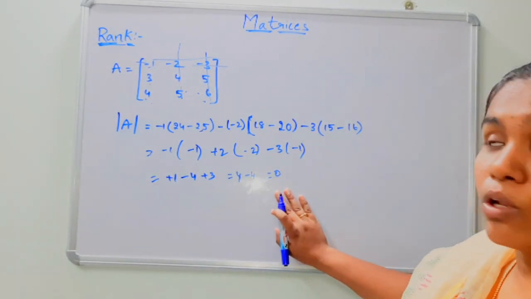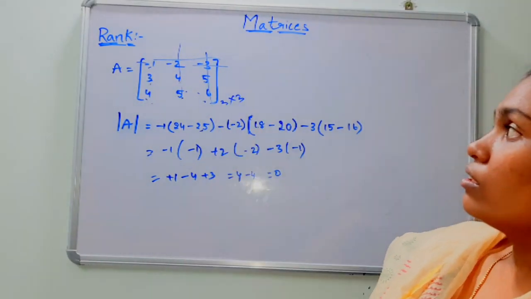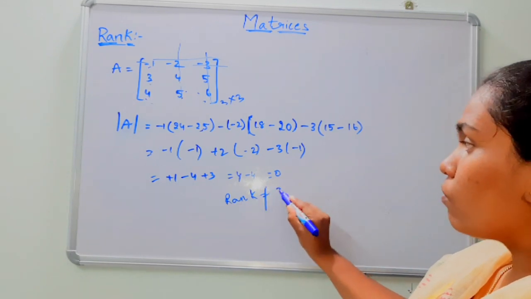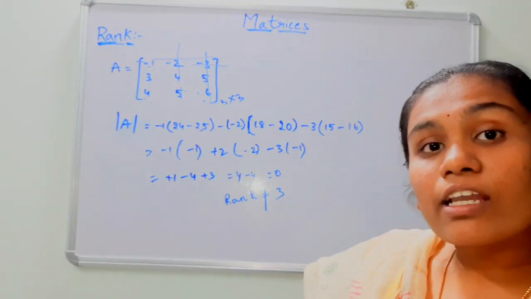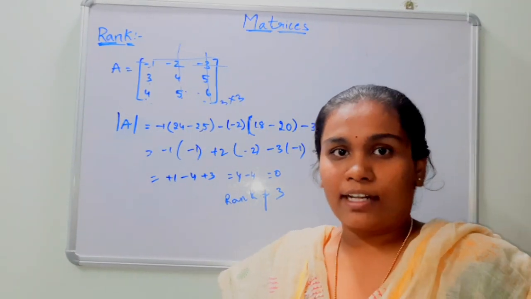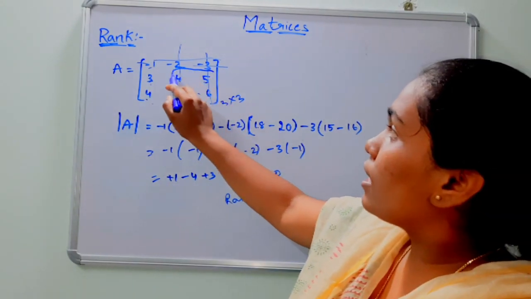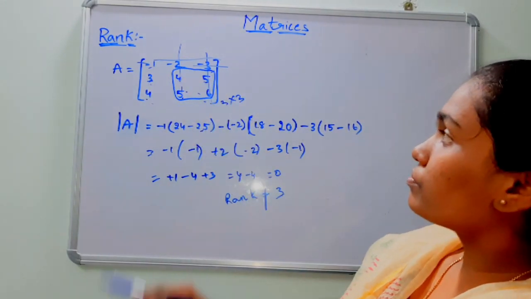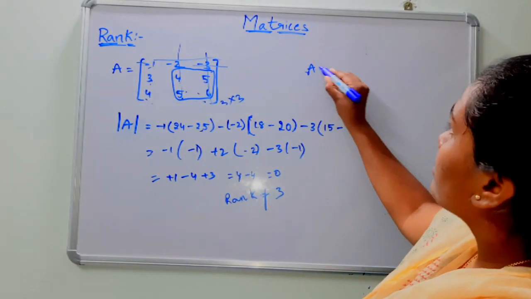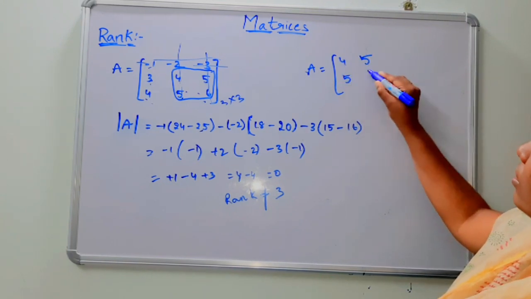If the determinant of the matrix is equal to 0, then the rank is not equal to the order, so the rank is not equal to 3. Then in this situation, what do we have to do? We have to take any submatrix, any 2 by 2 matrix. Let us take this 2 by 2 matrix. A is equal to 4, 5, 5, 6.